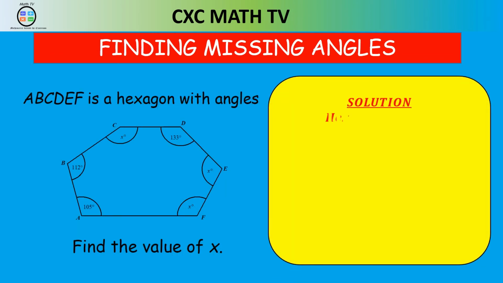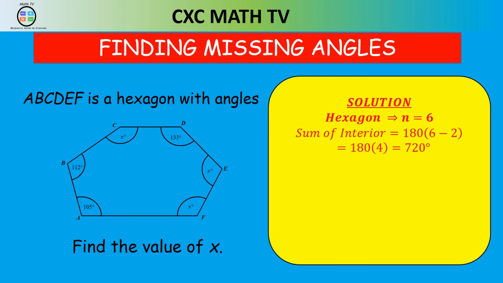A hexagon has 6 sides. So the sum of interior angles is 180 times 6 minus 2, which we know is 180 times 4. And 180 times 4 is 720 degrees. Now, since we know that the sum of the interior angles is 720 degrees, we can say x plus 112 plus 133 plus x plus 105 is 720.